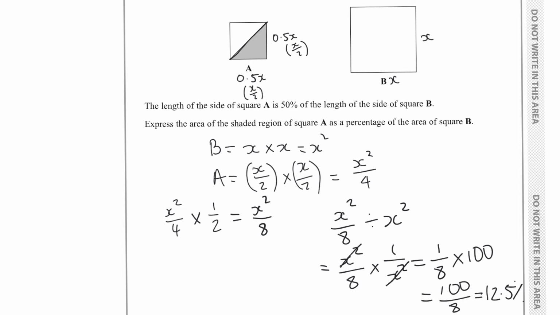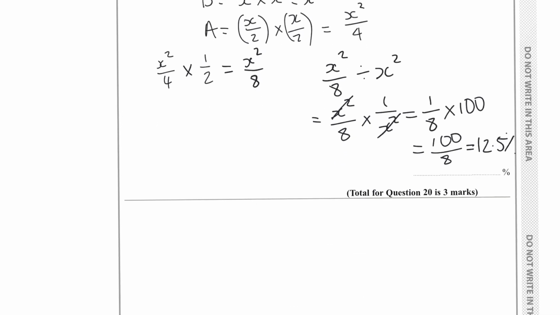12.5%. Again, dividing by 8, a method you could also use is half 3 times. So half, half again, half again. So that would leave you with 12.5.